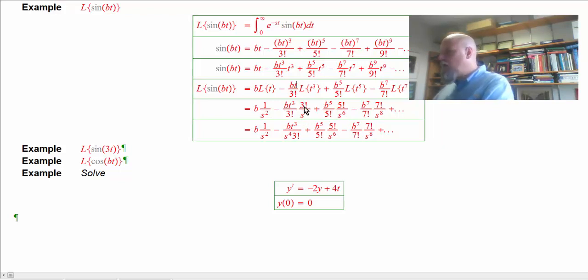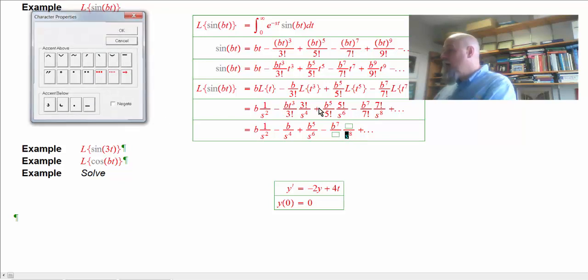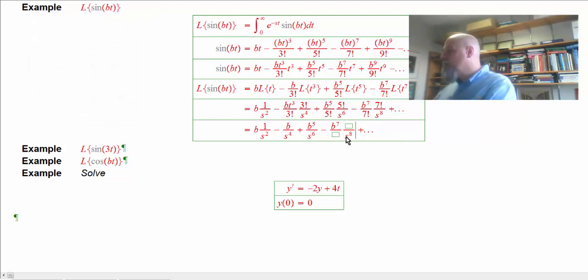There's no more t's here. There's no more t's there. The 5 factorials cancel. I can write this as one fraction. The 7 factorials cancel. And I can write this as one fraction.